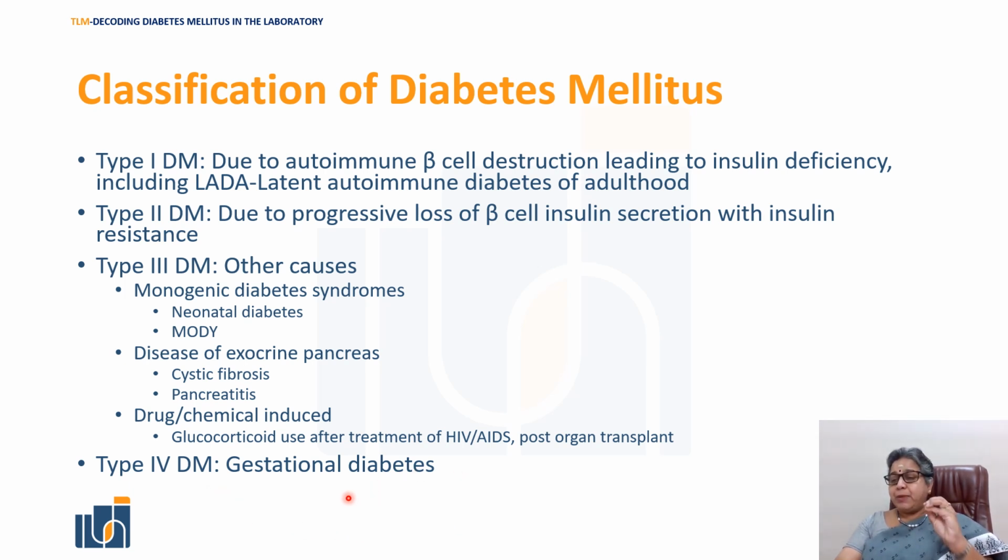So diabetes mellitus can be classified into 4 types from type 1 to type 4, where type 1 is an autoimmune destruction of the beta cells leading to insulin deficiency. Type 2 is the progressive loss of beta cell function and decrease in the insulin secretion or a peripheral insulin resistance. Type 3 diabetes mellitus is caused by other causes, which could be drugs or the diseases of the exocrine pancreas and so on. And type 4 diabetes mellitus is gestational diabetes.